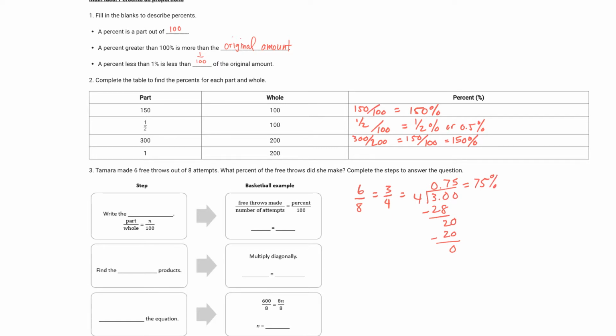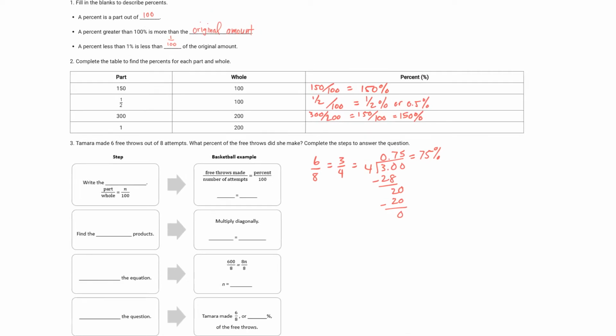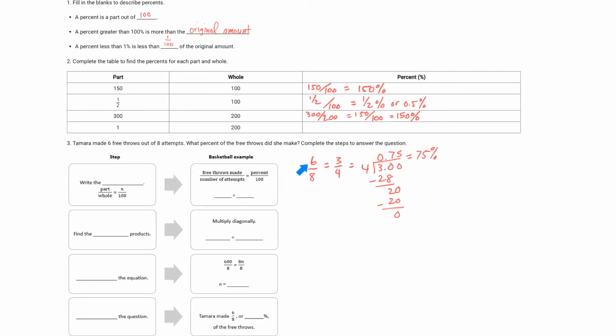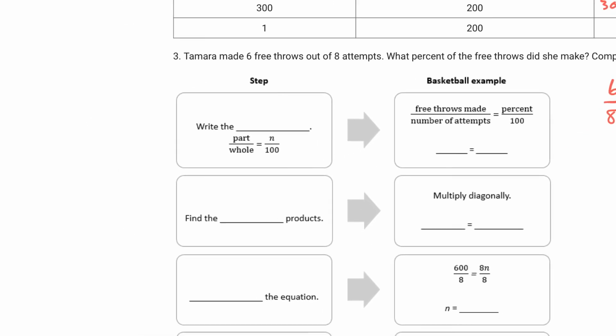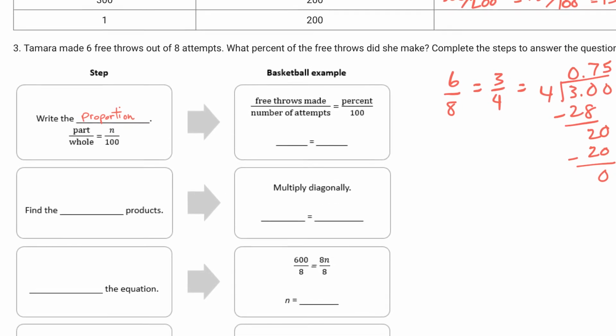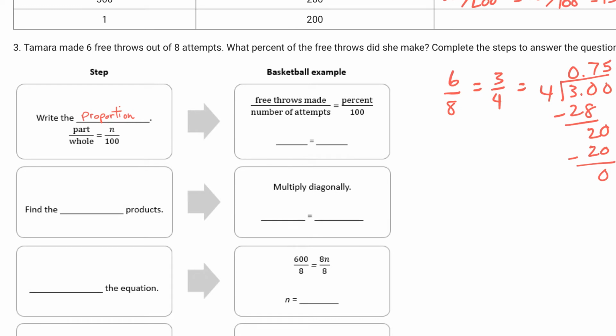Okay. But what they're going to do is they're going to ask you to write the proportion. So keep in mind, at the end, this is what I would usually do, 6 out of 8, and divide it and call it 75%. But I'm going to show you what the publishers think, where they say write the proportion. And the free throws made, so how many did she make? She made 6 out of 8 is what percent out of 100?